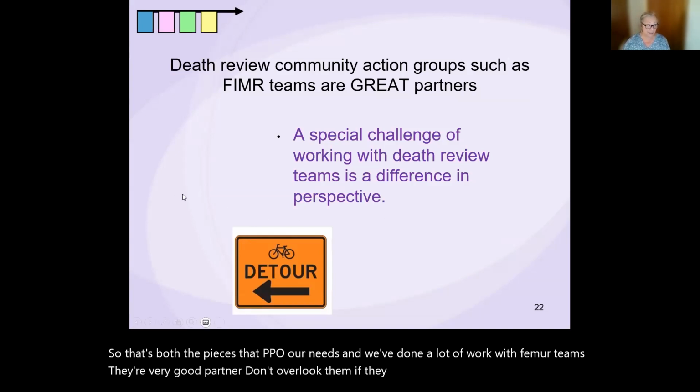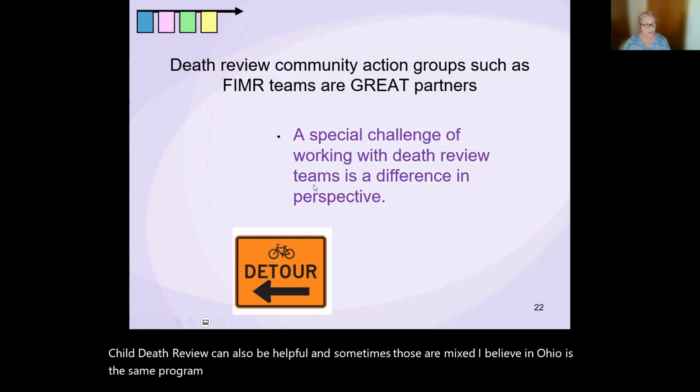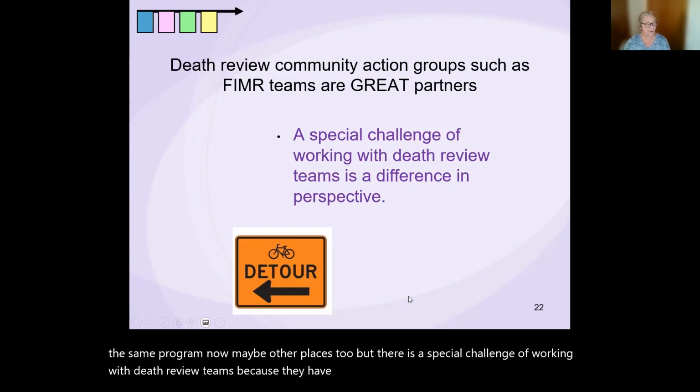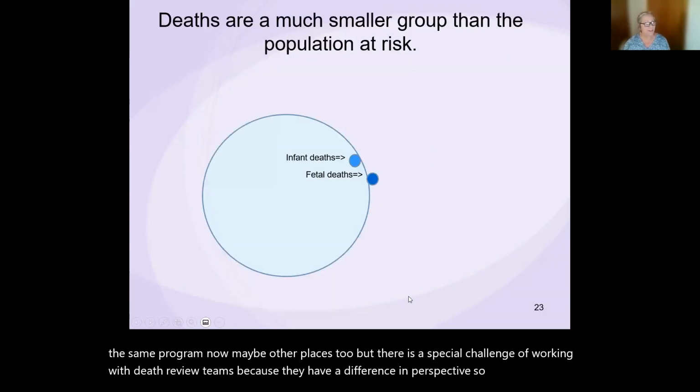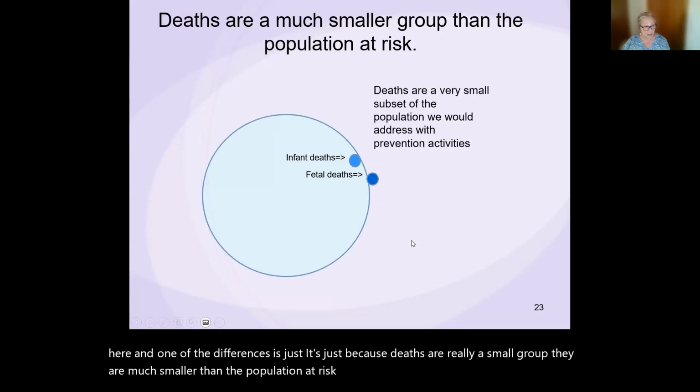Child death review can also be helpful. And sometimes those are mixed. I believe in Ohio, it's the same program now, maybe other places too. But there is a special challenge of working with death review teams because they have a difference in perspective. So take a slight detour here. One of the differences is just because deaths are really a small group. They're much smaller than the population at risk, but these teams look at only deaths.